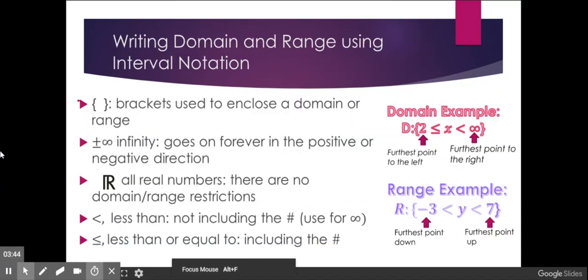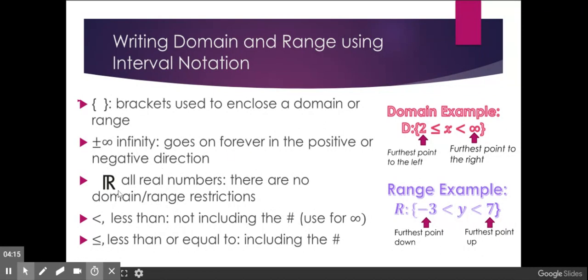This page just gives you some rules when writing domain or range using interval notation. So you always use these little squiggly brackets whenever you do domain. If you're working on domain, you would put a little d for domain and a colon, and then your squiggly brackets. If it's range, you would put an r. You can use positive and negative infinity if it goes on forever in the positive or negative direction. So for domain, positive infinity would be going to the right and negative would be going to the left.